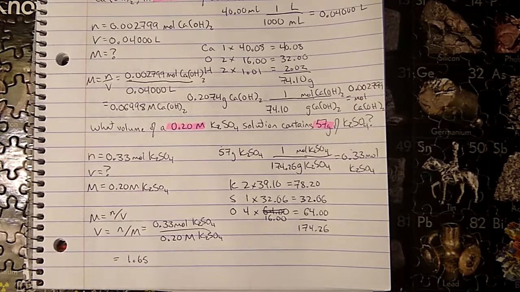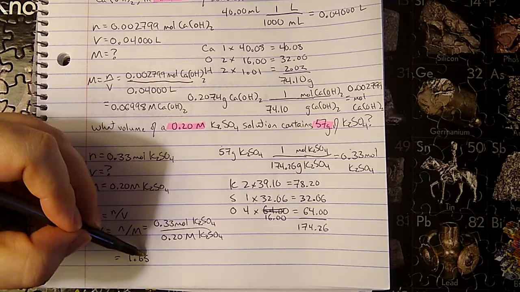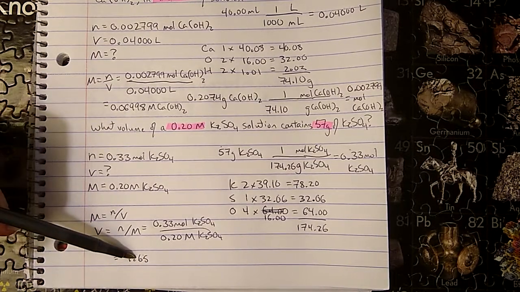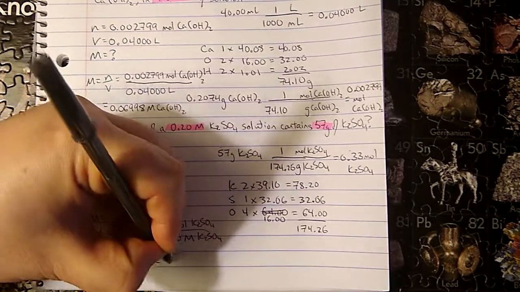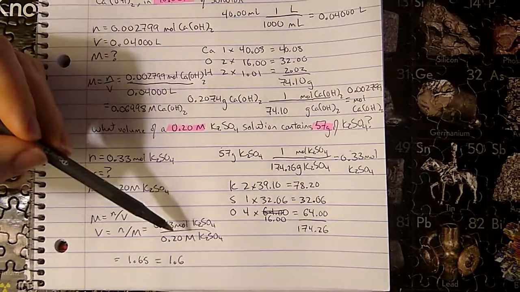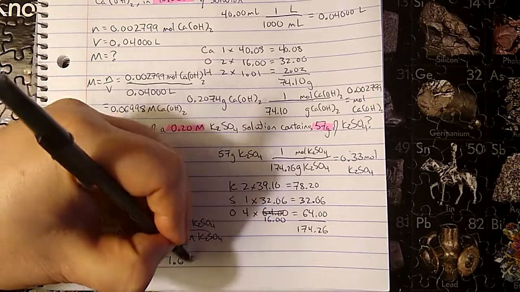But it is exactly halfway in between 1.6 and 1.7. So the rules state when it's exactly halfway in between, you look at the number in front of the 5, which in this case is a 6, is even, so I would round down to 1.6. And if I'm getting the volume here with moles and molarity, I'm going to have liters as my unit.